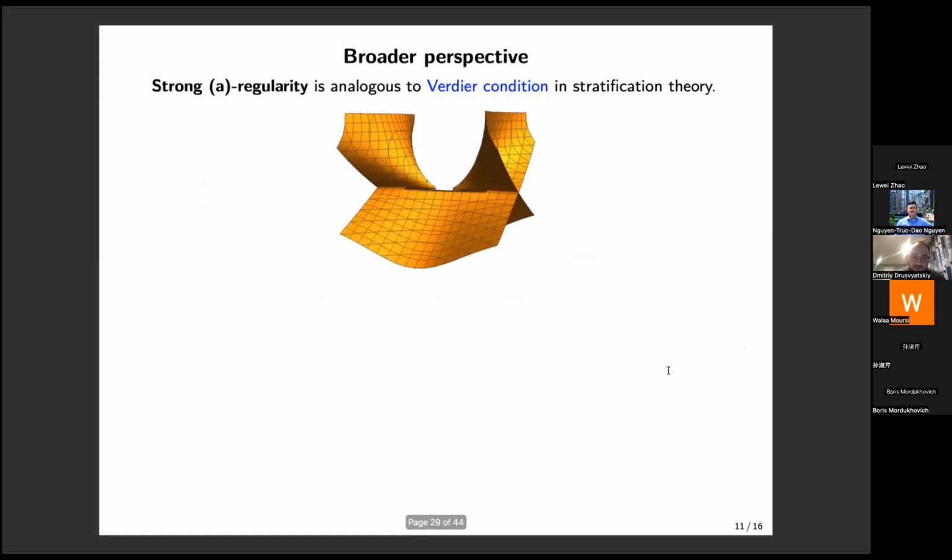In fact, it's related to what is called the Verdier condition in stratification theory. I just want to explain that because it's kind of nice. There's a subject called stratification theory, which is concerned with completely different questions than optimization, but they're concerned with non-smooth objects. The basic question that one asks in stratification theory is as follows.